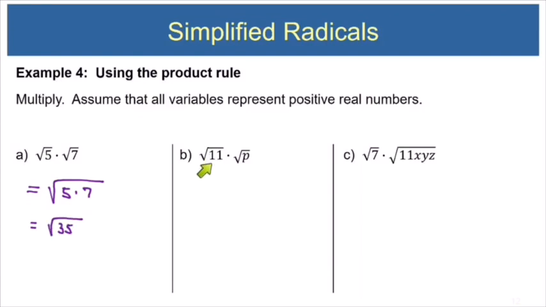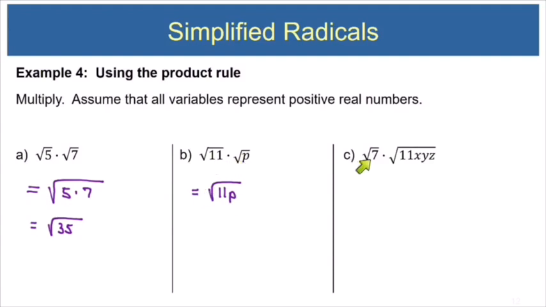In part B, we have square root of 11 times square root of p. So if we put those together under one radical, we get square root of 11 times p, or just 11p. Now in this case, because the p is a variable, there's no way for us to simplify this further, so that's the final answer for this part.